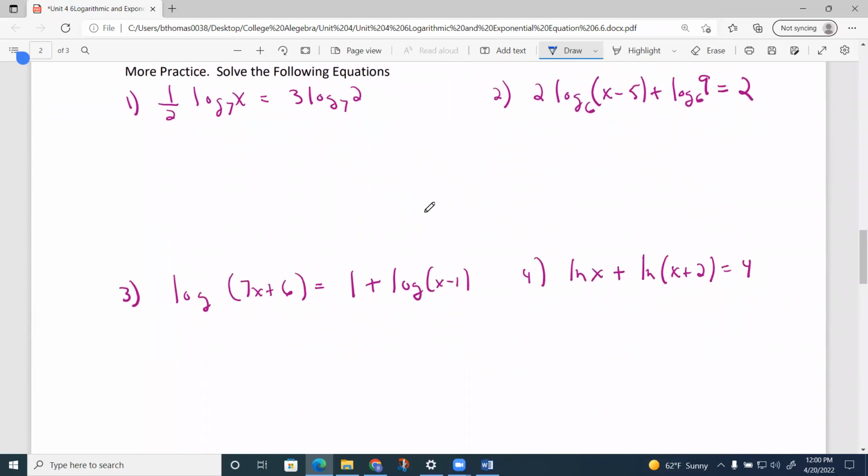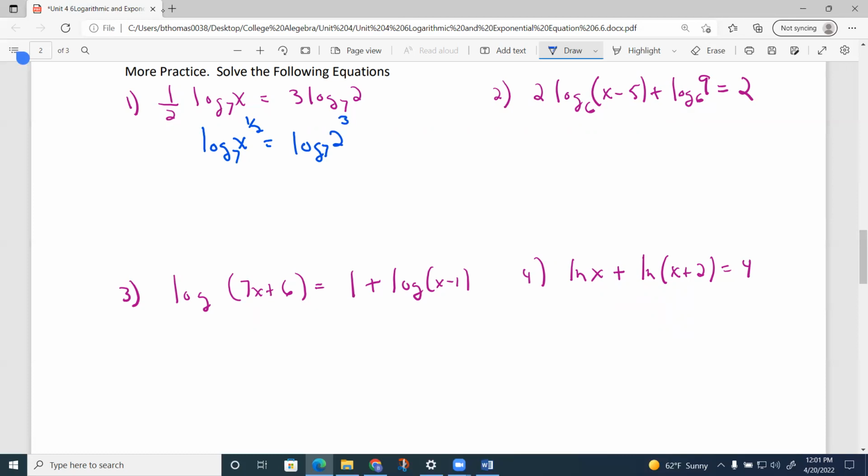So if we want to solve some more problems, if we have 1/2 times the log of x base 7 equals 3 times the log of 2 base 7, one of the first things to recognize is the bases are the same. What I can also do is bring these coefficients back in as exponents. So I can write this as the log of x to the 1/2 base 7 equals the log of 2 base 7, but this 2 is now raised to the 3rd power.